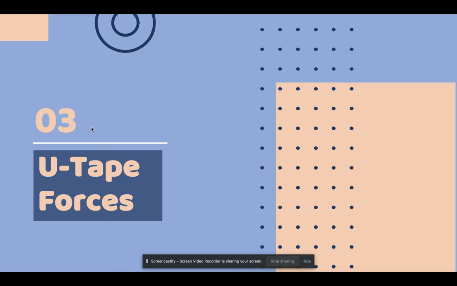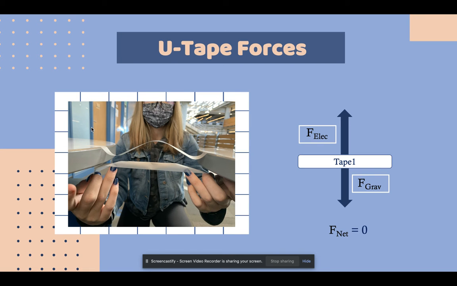So let's take a look at some of the forces acting on the tape when we push them, have a little floating tape moment. In this picture, you can see the U-tapes repelling each other and pushing the other piece of tape up. And I made a free body diagram here on the right that shows the electric force pushing up and the gravitational force pushing down. And since the tape is stationary, the F net is 0.